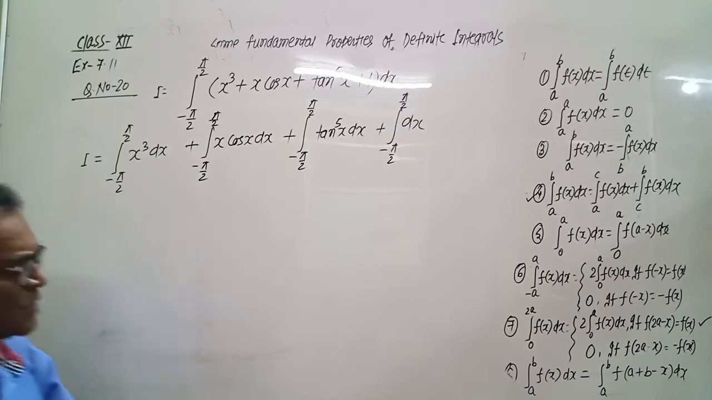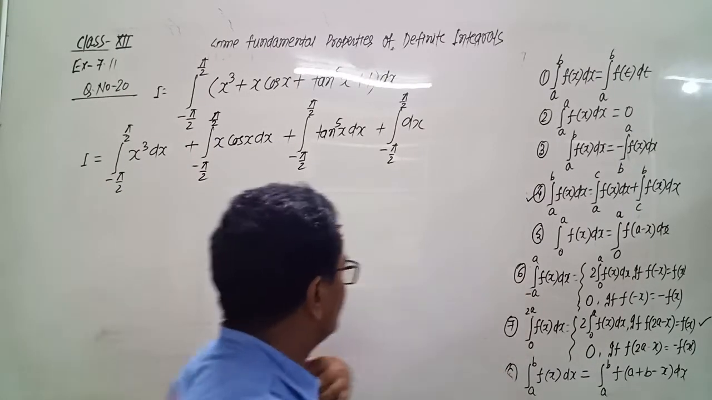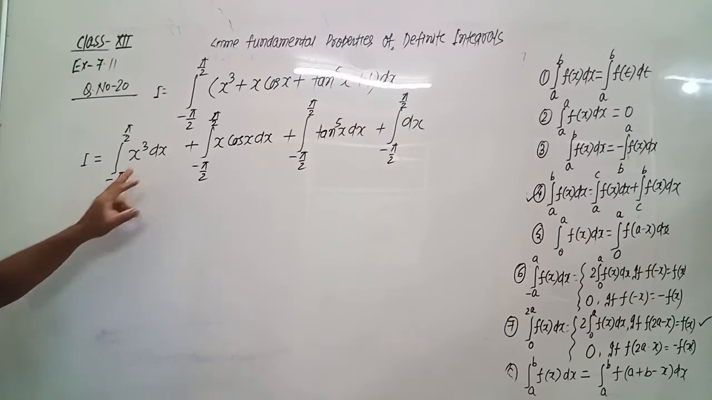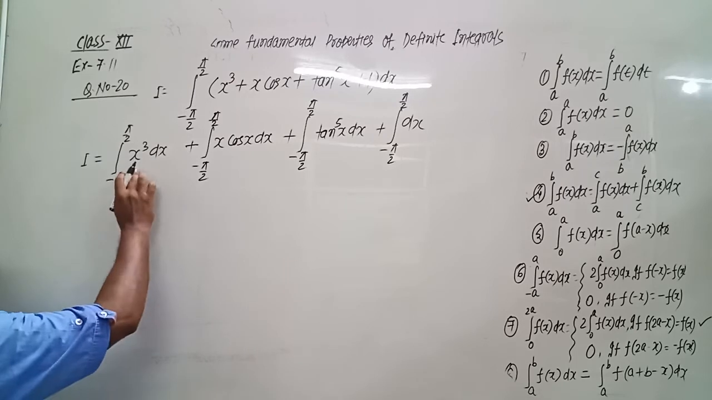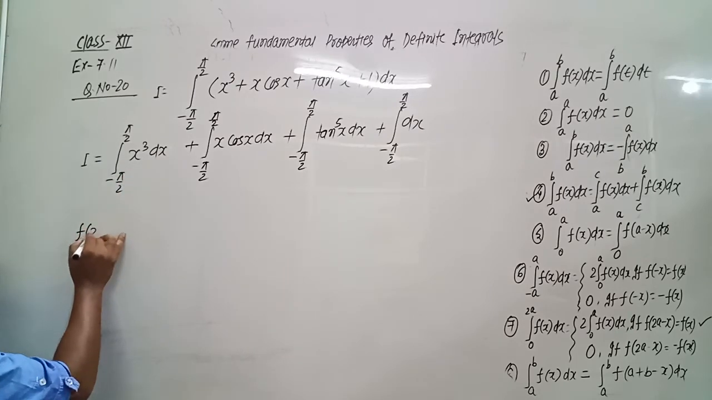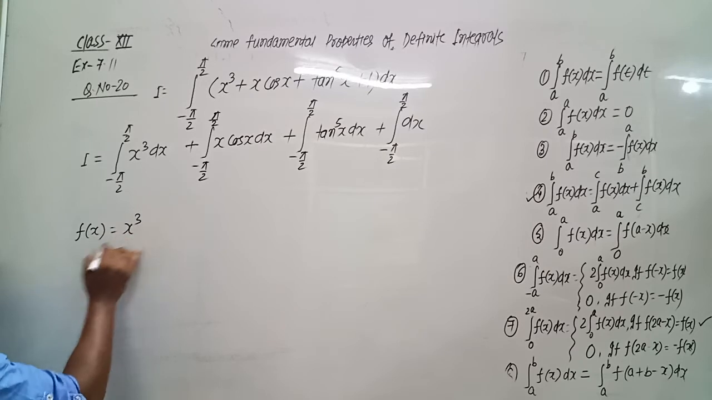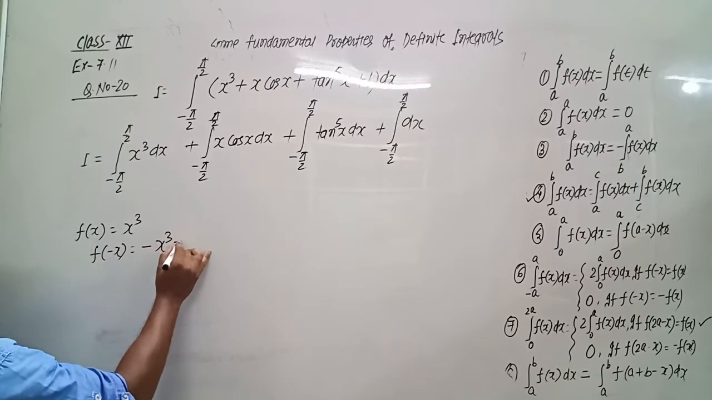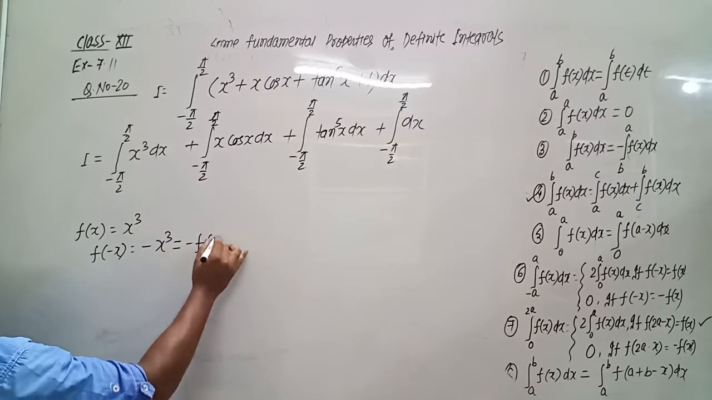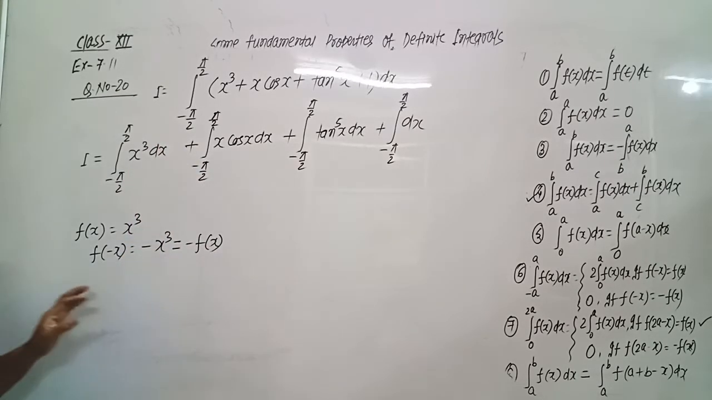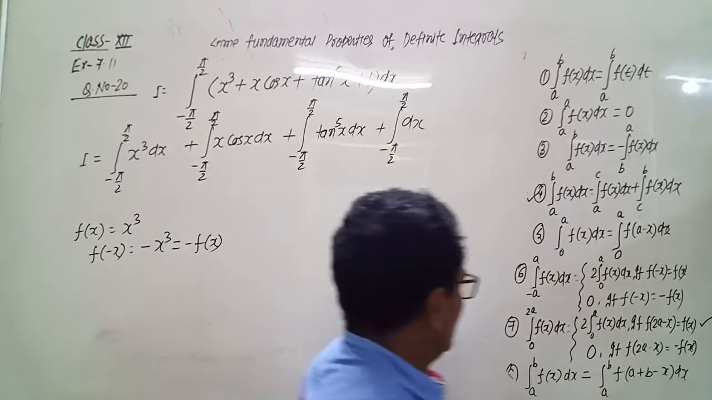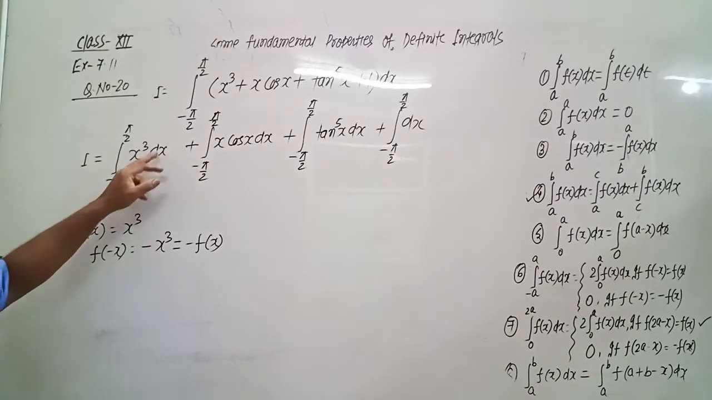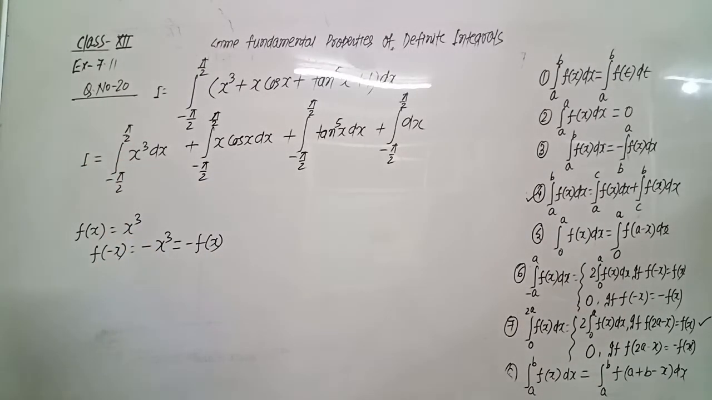Then we use the property number 6. So here f of x is x cube, and f of minus x becomes minus of x cube, meaning minus of f of x. So f of minus x equals minus f of x, which means this is an odd function. So its integral would be 0.